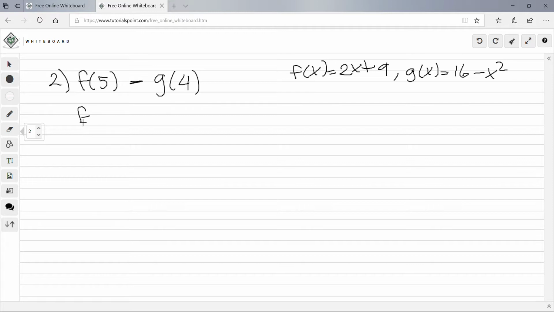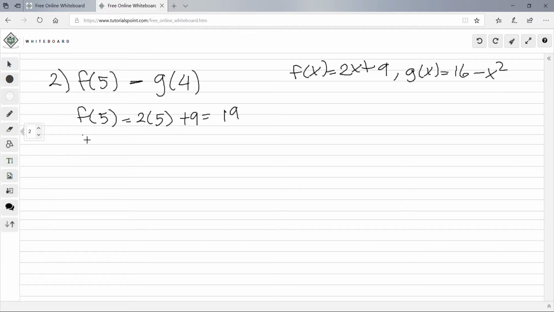Okay, so f of 5, let's first find what f of 5 is. Let's look at the function f of x, and then you just plug in 5 into the function. So wherever you see an x, you just times it by 5. So it's 2 times 5 plus 9. So that would be 19, because 5 times 2 is 10, plus 9 is 19.